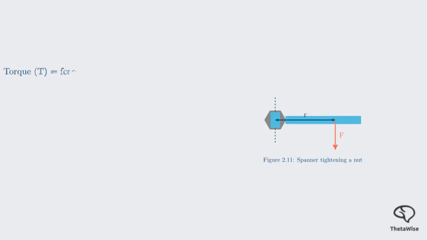Torque, represented by the letter T, is the force F multiplied by the perpendicular distance R. It measures the turning effect of a force. In this scene, we've defined torque and the formula to calculate it. You can now define and calculate the torque caused by a force.